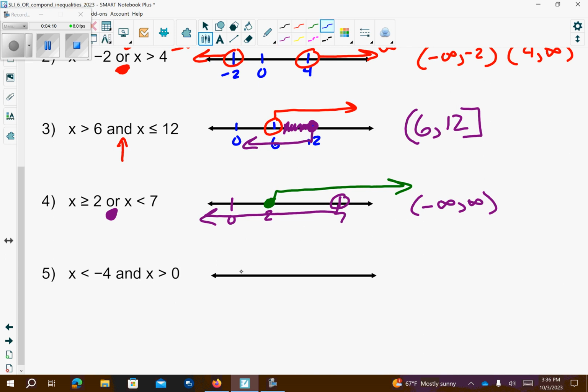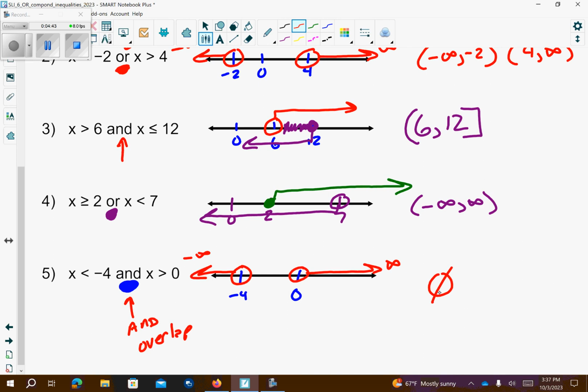Number 5, let's write, I have a -4 here, I have a 0 here. This is the word and. Remember, I'm looking for overlap. All right, so I have an open dot at 4. It's going this way to -infinity. This is an open dot on 0 going this way to infinity. Okay, is there any overlap? Do these lines overlap each other? The answer is no. I have to have overlap for and. They have to cross over for and. So this is actually no solution because I don't have overlap.